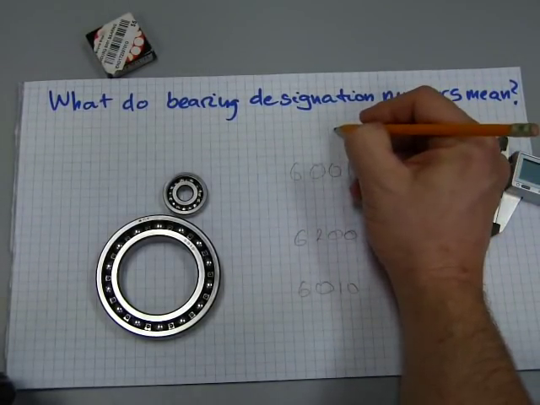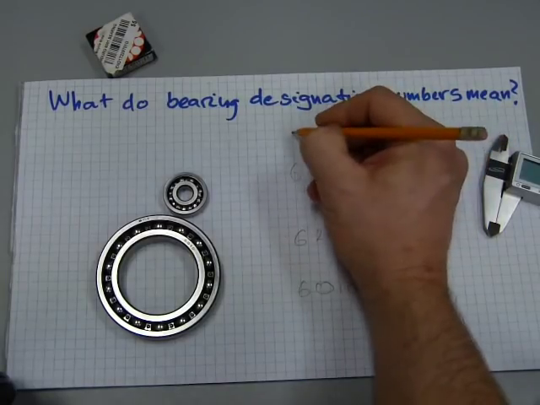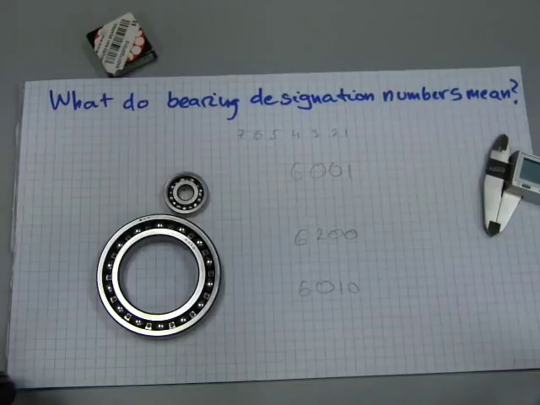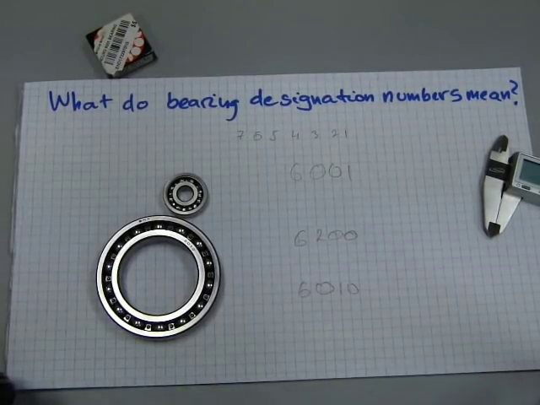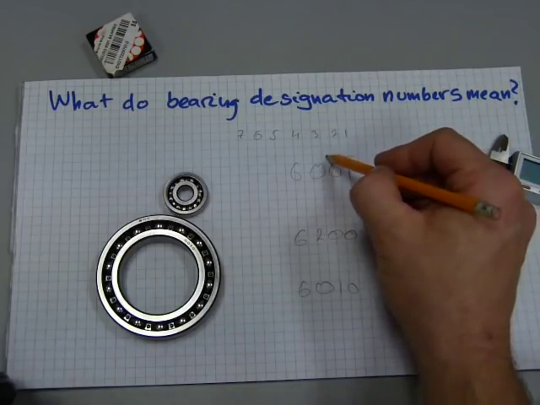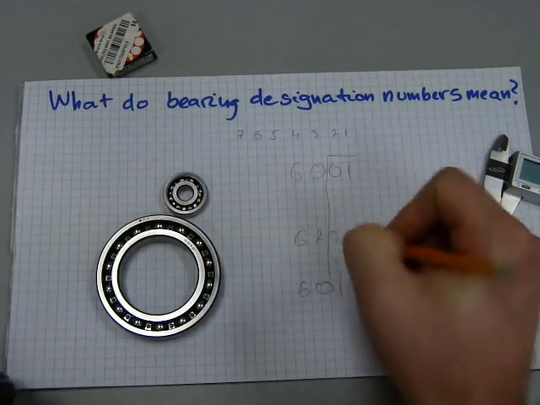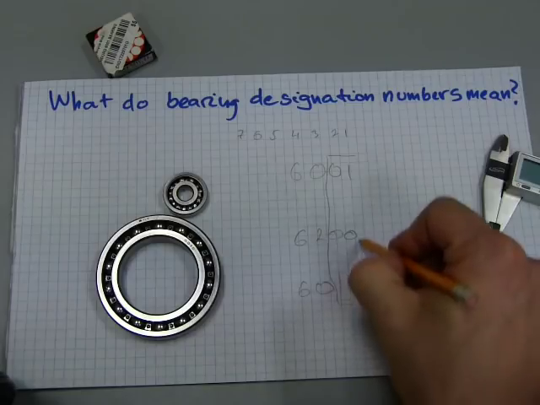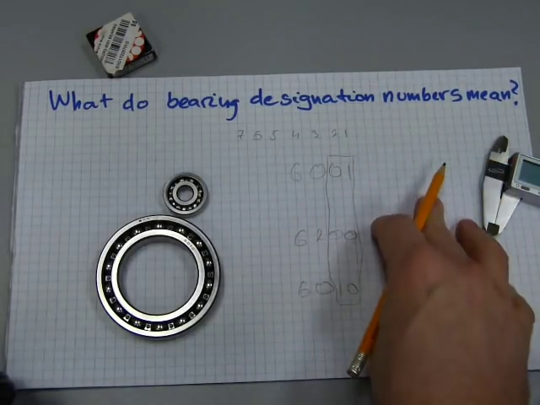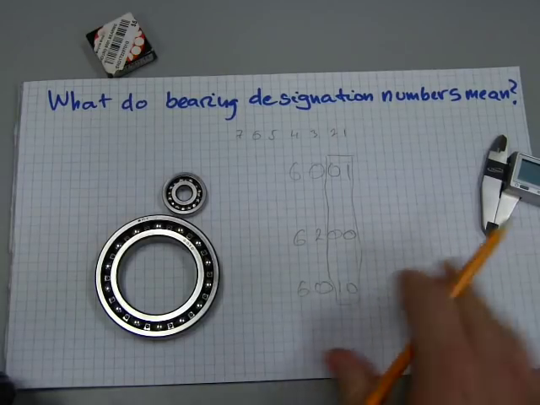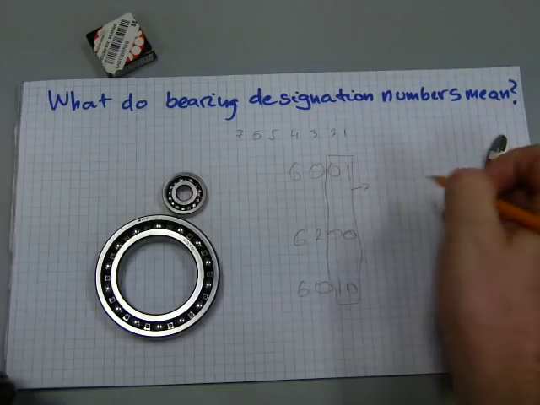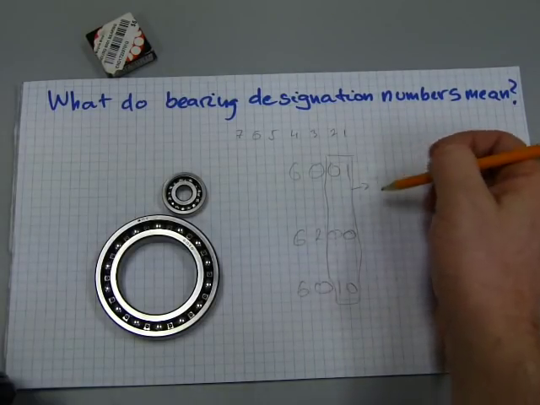They read from 1, 2, 3rd digit, 4th, 5, 6, and 7. There's 7 digits in the manufacturing standards, and we'll start with the first and second digits here. None of these numbers relate to actual physical dimensions of the bearing, but they kind of do in some way. I'll show you how.